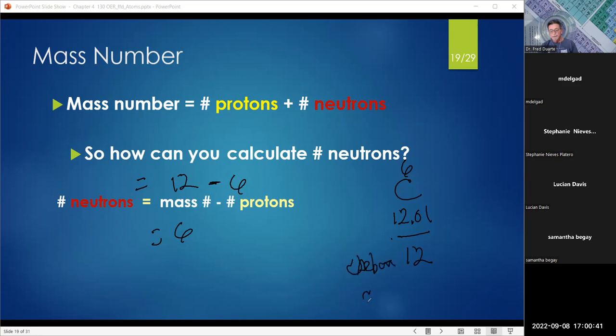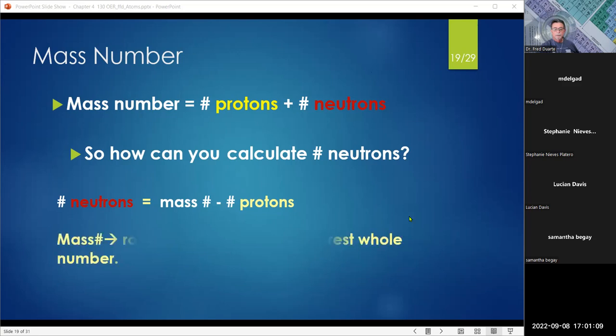Okay. If we dealt with carbon 11, then that becomes 11 minus 6, which now is 5. So carbon 11 would have 5 neutrons, but it'll still have 6 protons and 6 electrons. Okay. Carbon 13 would have 7 neutrons. And this is where we talk about rounding up to the whole number. Keep it in mind when we do that using the atomic weight, that is the most common isotope.